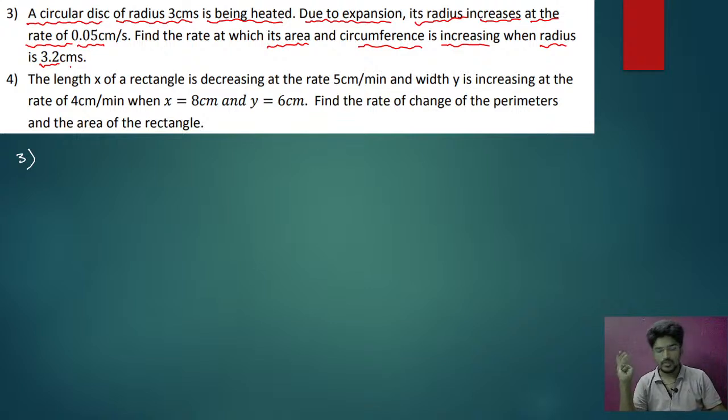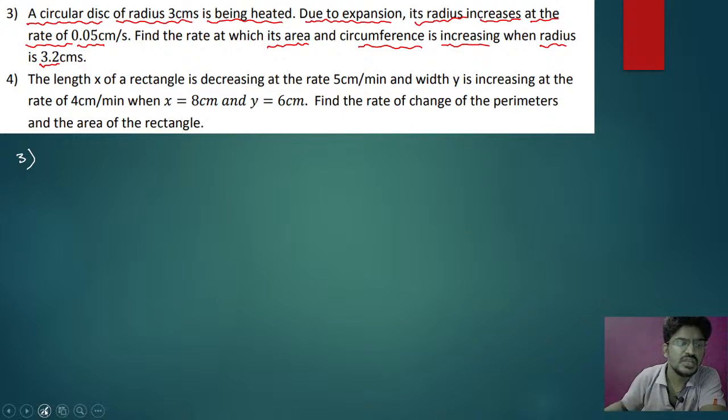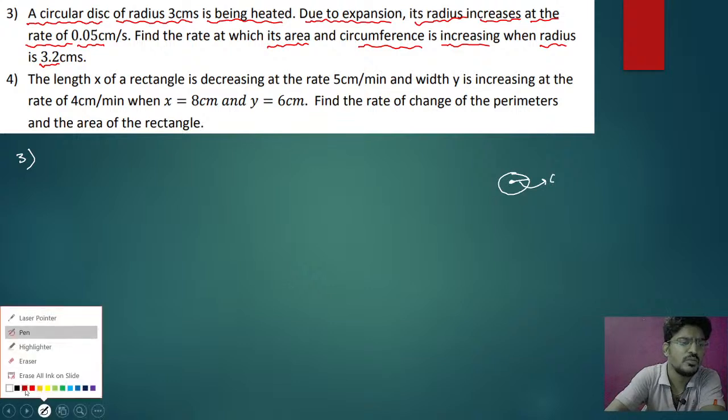Okay, no problem. So see here, there is a circular disc. First you understand it. There is a circular disc with radius 3 centimeter. The radius is given as 3 centimeter. Clear? So we shall take the circle a little bit more.